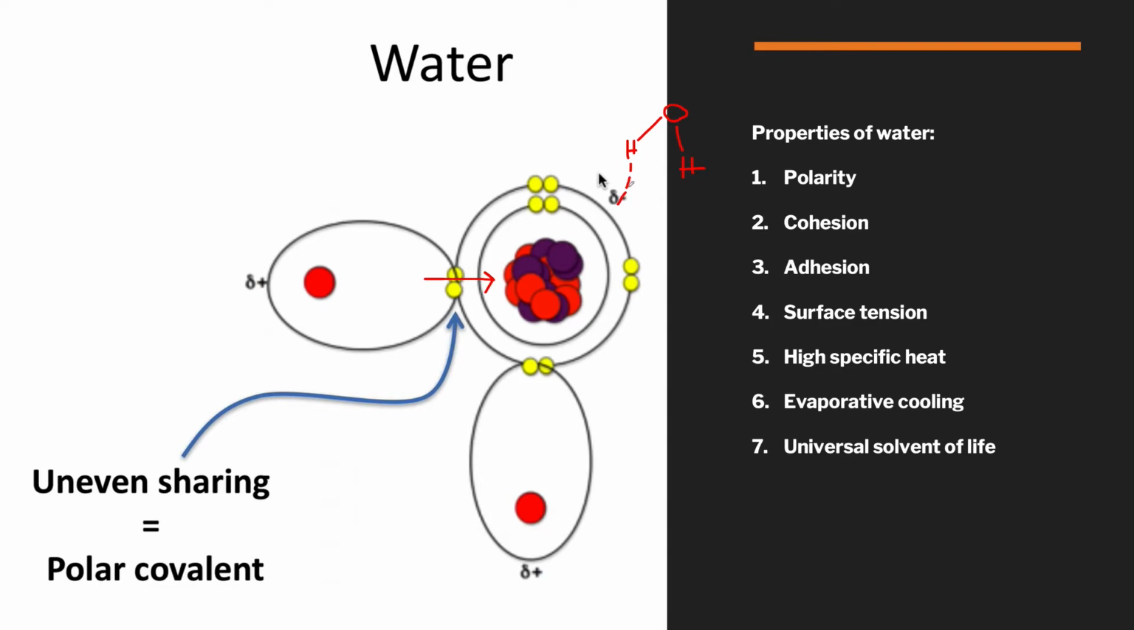So you might think this is a weak bond and a weak attraction, but if you land belly flop on a bunch of these, it hurts like heck, okay? And that's surface tension.